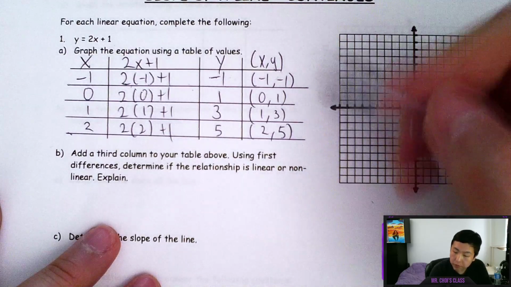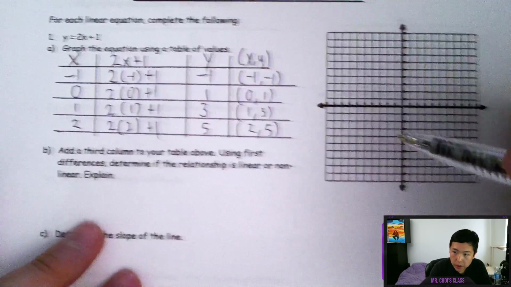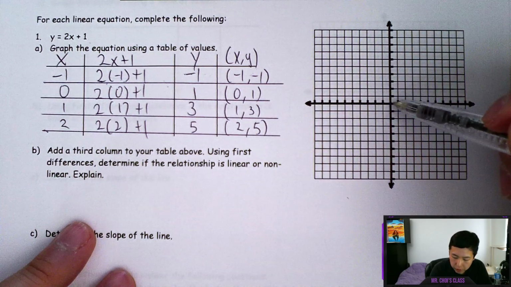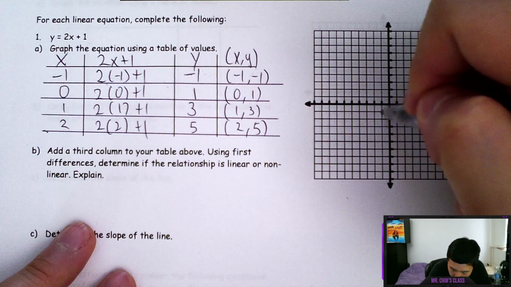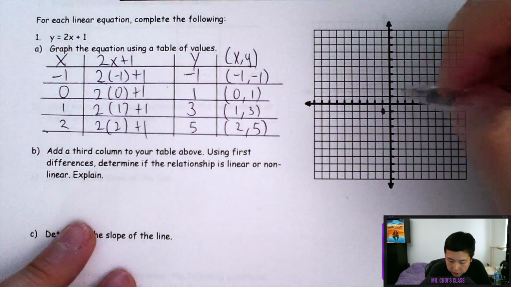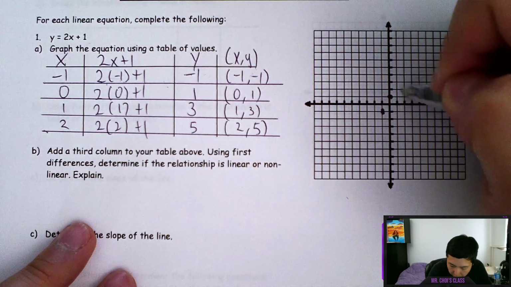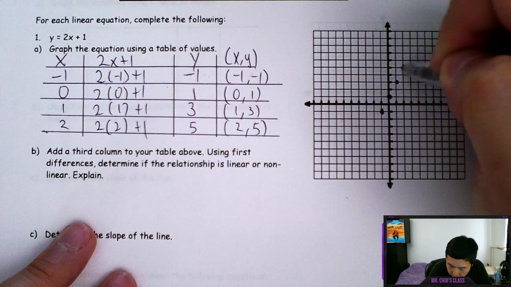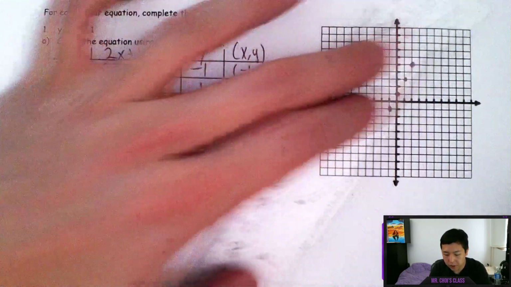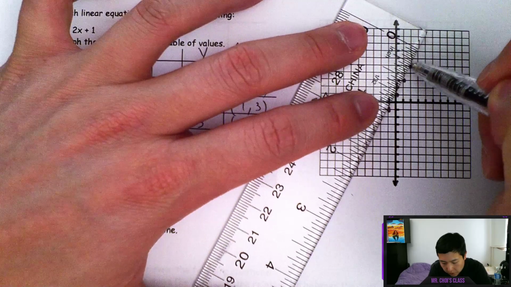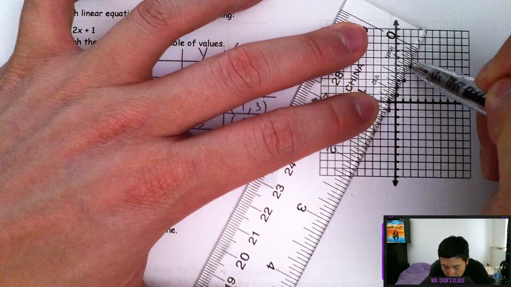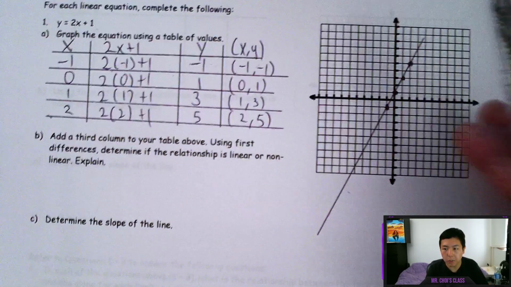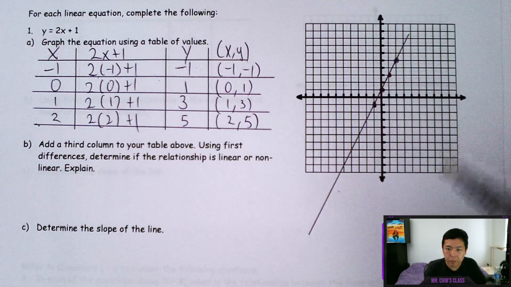Now we can graph it, right? Every square is 1. So (-1, -1) would go here on that point. Then (0, 1), (1, 3), and (2, 5). Okay? And so there we have it, and we can connect it with a line. I drew it a little long here, but it's okay.